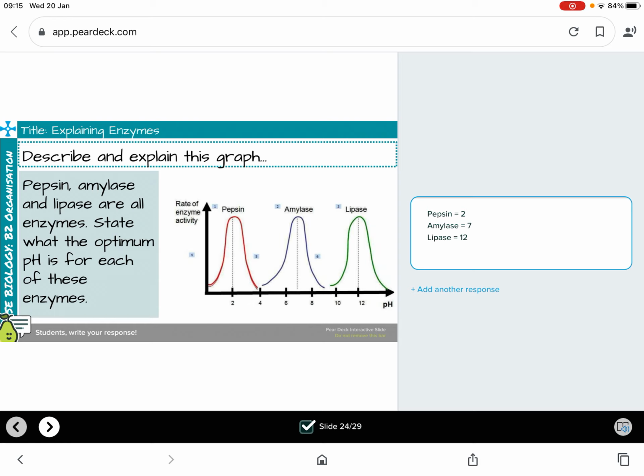So pepsin works best at pH 2, that is in acid conditions. Amylase works best at pH 7, which is neutral conditions. And lipase works best at pH 12, which is an alkali condition.